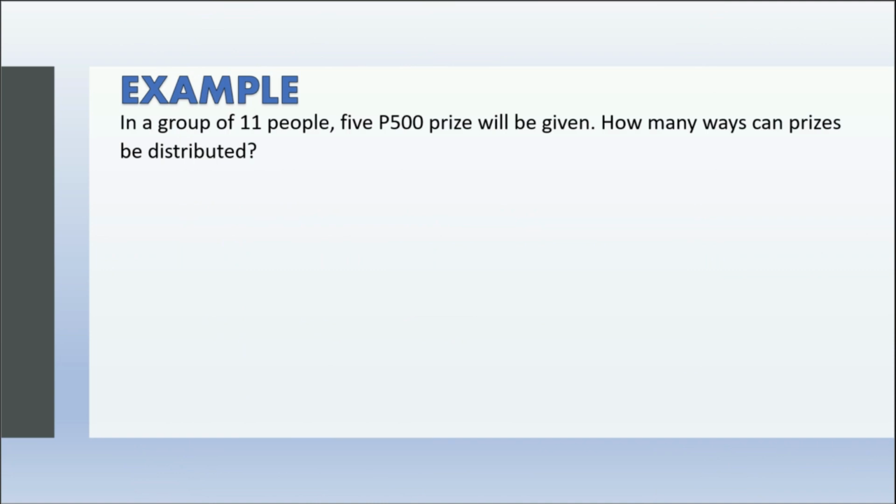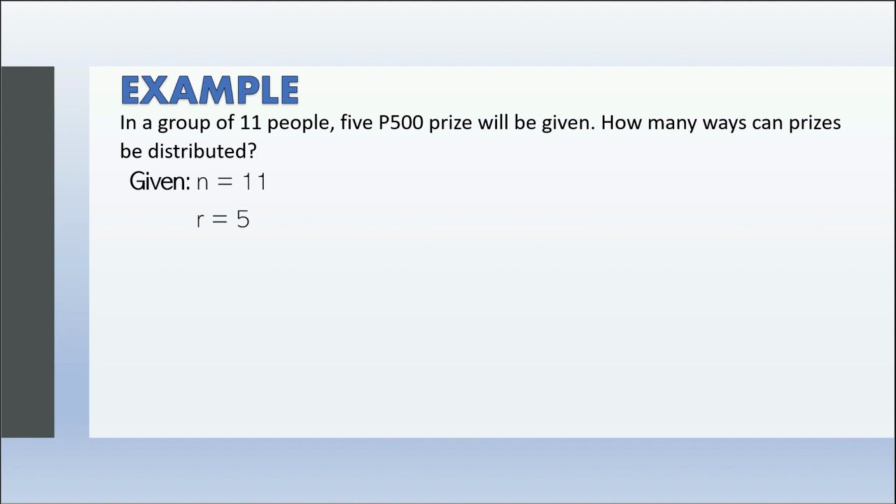And for our last example, in a group of 11 people, a 500 peso bill prize will be given. How many ways can prizes be distributed? First, let us identify if the given problem is all about permutation or combination. Let's analyze it. As mentioned, there are 11 people and 5 will be chosen to have 500 pesos. Therefore, the value of n is 11 and the value of r is 5. Also, we want to know how many ways can prizes be distributed.